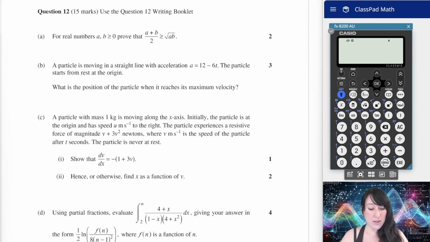Question 12c. A particle with mass 1 kilogram is moving along the x-axis. Initially, the particle is at the origin and has a speed of u meters per second to the right. The particle experiences a resistive force of magnitude v plus 3v squared newtons, where v meters per second is the speed of the particle after t seconds. The particle is never at rest. Part 1, show that dv/dx is equal to negative of 1 plus 3v.